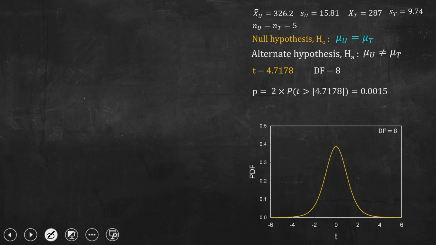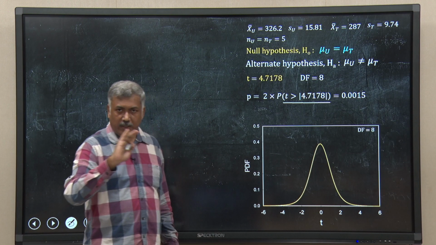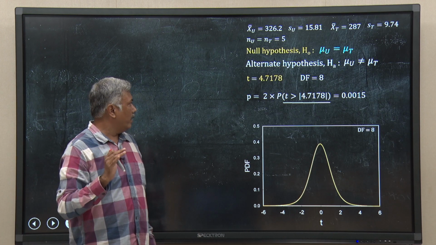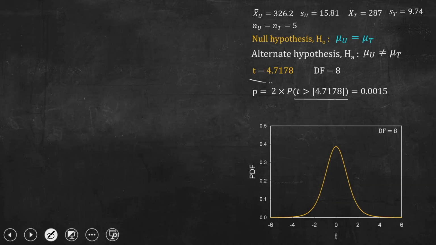The probability that t is greater than the absolute value, so that I am not bothered about the sign, the absolute value of 4.7178 which I have got for my t value in my experimental data, right. It will be greater or equal to anyway actually. So, that will be, and then I multiply by 2 because I have p on both sides.